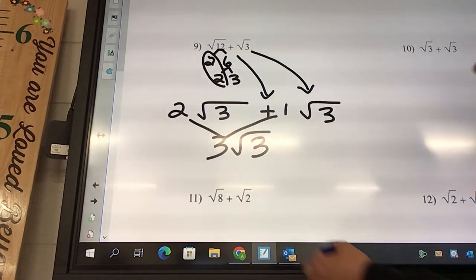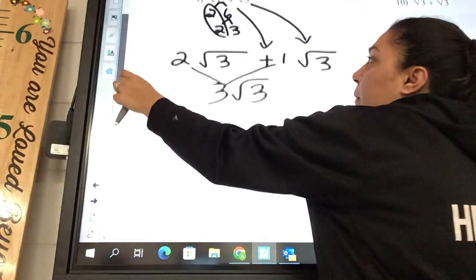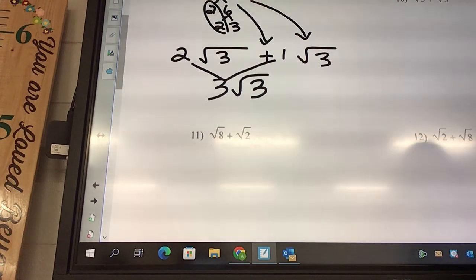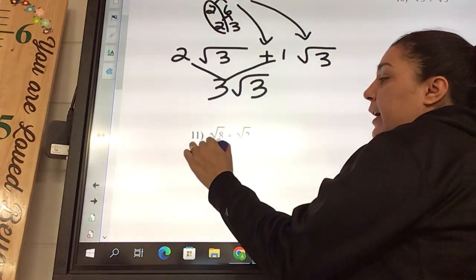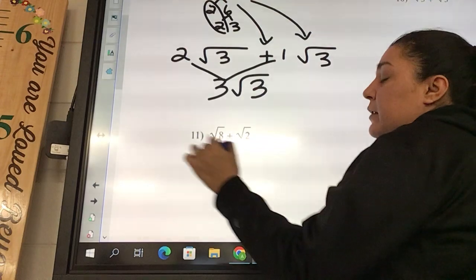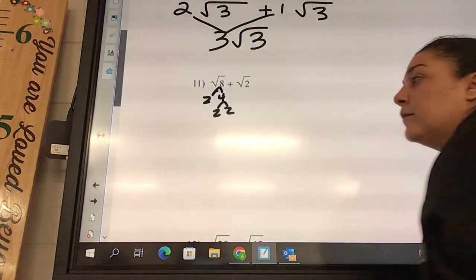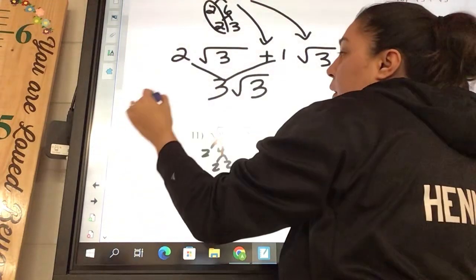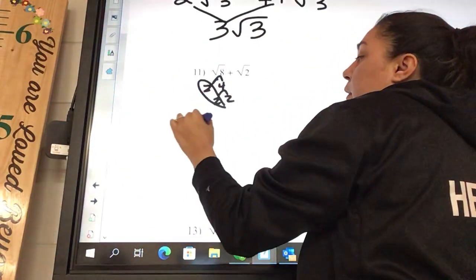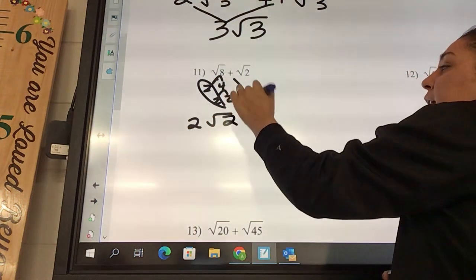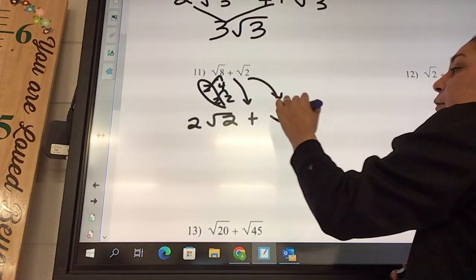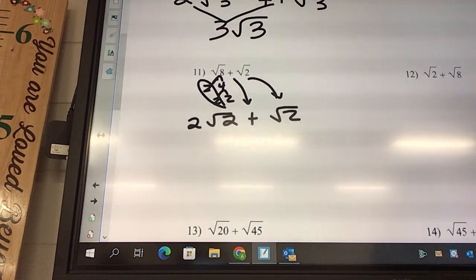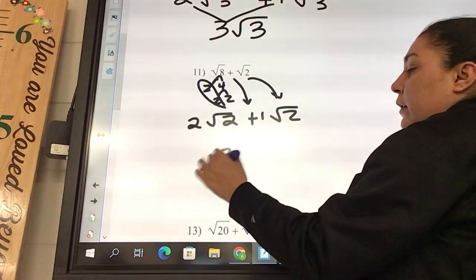Okay, look at 11. Our index is the same. Yes, okay, our underneath's the same. No. Okay, so we can reduce the 8 to 2, 4, 2, 2. What is the square root of 8 going to become? 2 square root of 2. Okay, and then we still got that plus sign, and we still got this square root of 2 here. Okay, now our numbers underneath the same. Yeah, so we can add them, and it's going to be 3 square root 2.